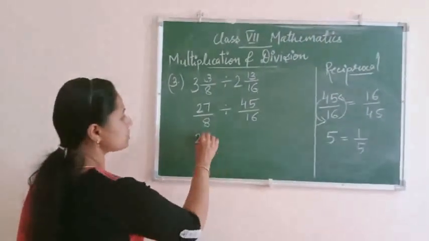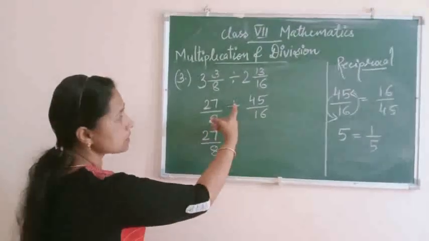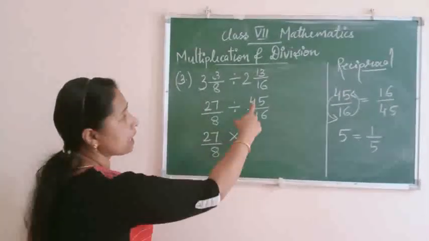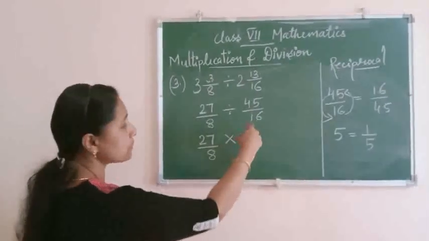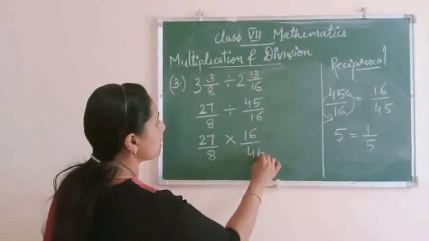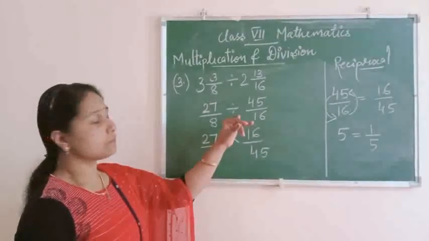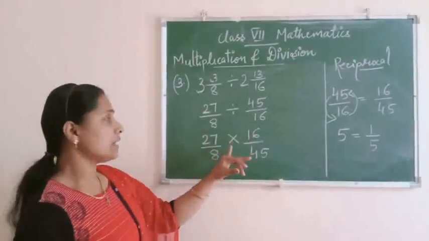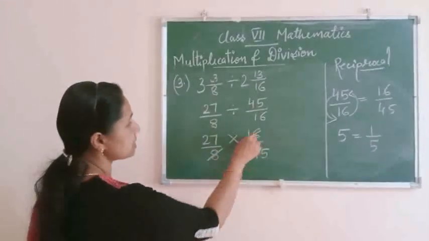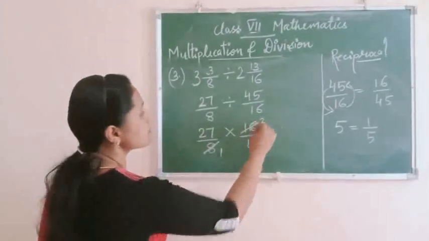First fraction no change, 27 upon 8 we write, and in place of the division symbol here we are putting the multiplication symbol, and 45 upon 16 you have to take the reciprocal, that is 16 upon 45. After doing this, just repeat how we did the multiplication. Same way we have to do here also. Here see 8 and 16 you can cancel. 8 ones are 8 and 8 twos are 16.